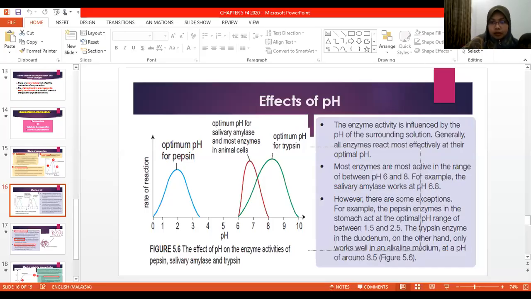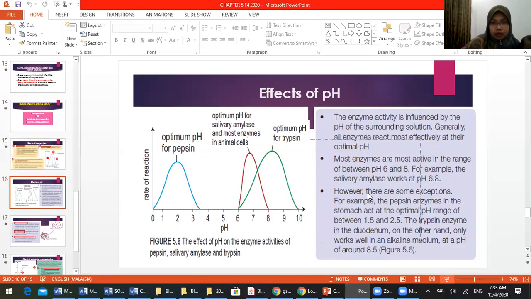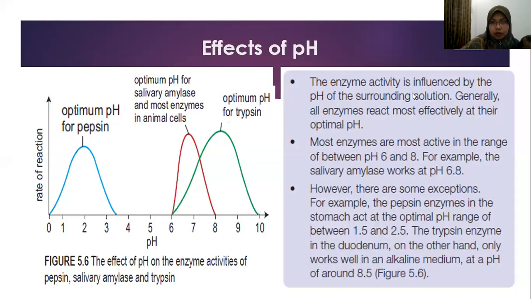Okay, guys, we continue with the second factor, which is the effect of pH. The enzyme activity is influenced by the pH of the surrounding solution. Generally, all enzymes react most effectively at their optimal pH. Certain enzymes have their own optimal pH. For example, for pepsin, the optimal pH is 2. So this is acidic.